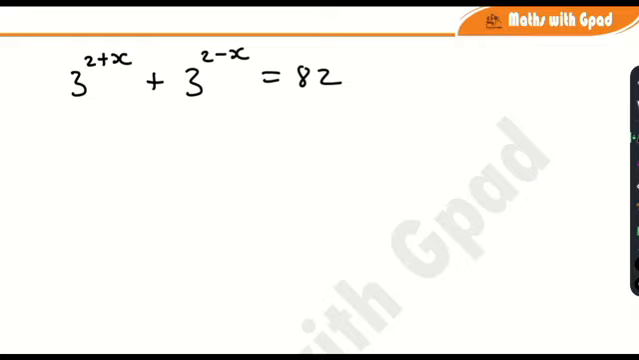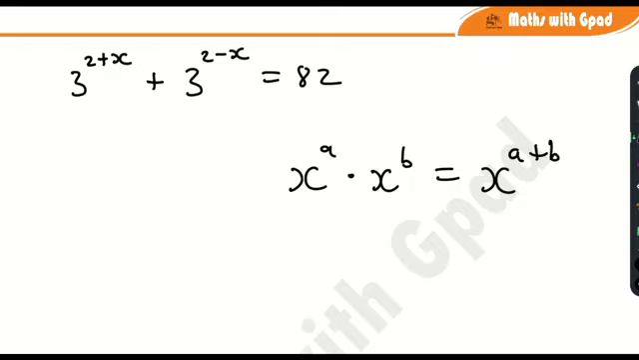Now let's start off by using one of the laws of indices, which states that if you have, say, x raised to the power of a times x raised to the power of b, because they have the same base, you can resolve this by writing the common base, which is x, and then adding the exponents, a plus b.